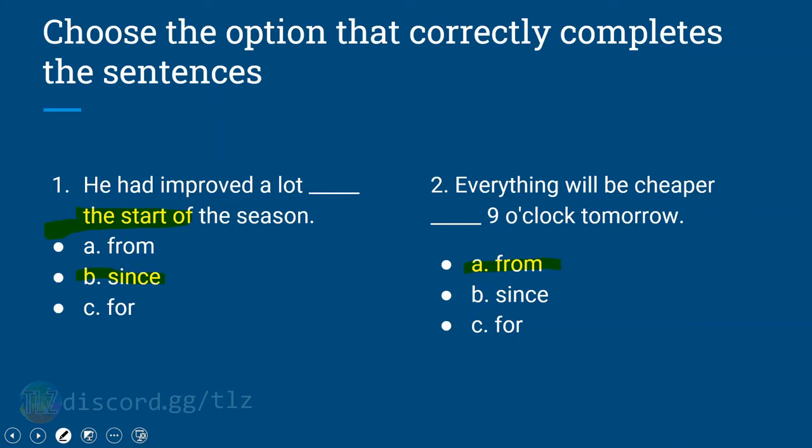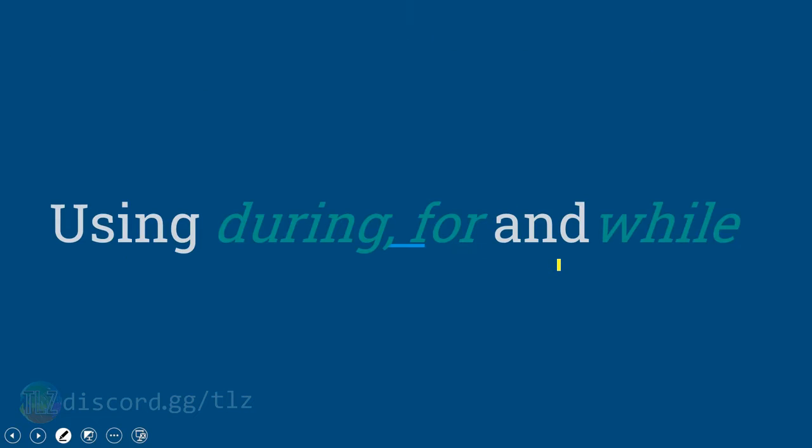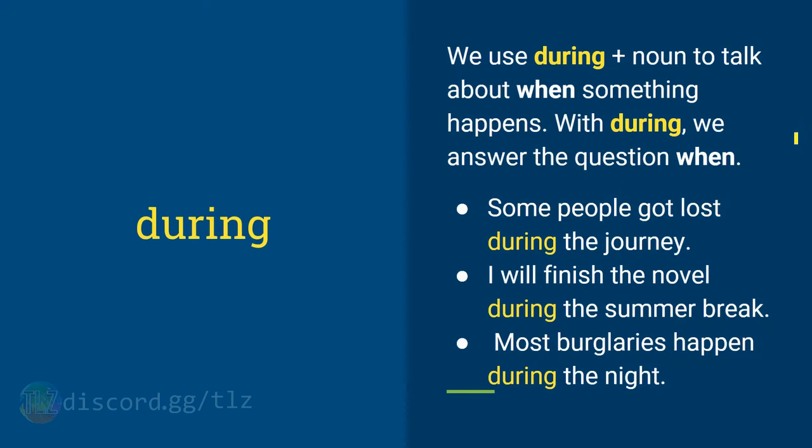When will everything be cheaper? Or when will there be a discount? Or when will they hold a sale? Everything will be cheaper from 9 o'clock tomorrow. So you're telling the person when. Now, using during, for, and while. We use during with a noun to talk about when something happens. With during, we answer the question when.